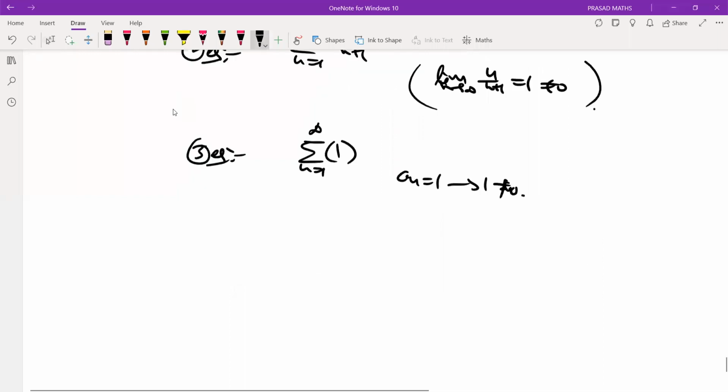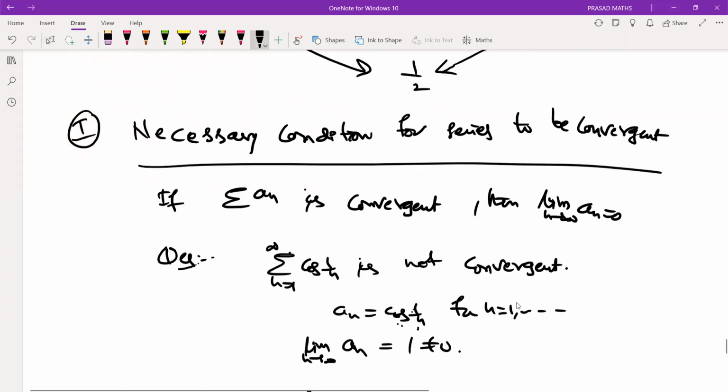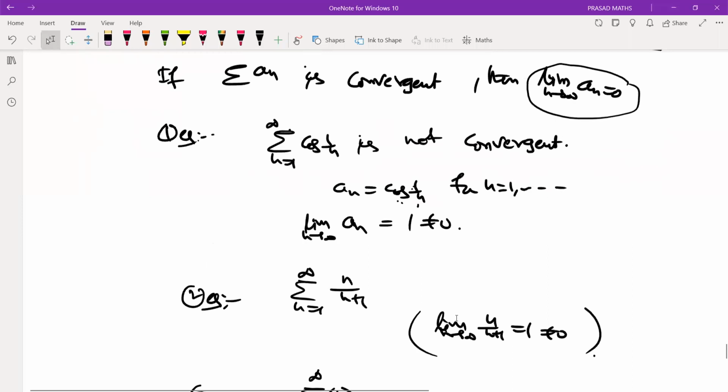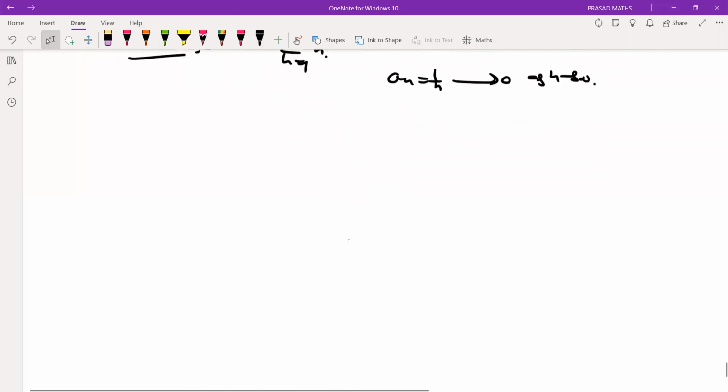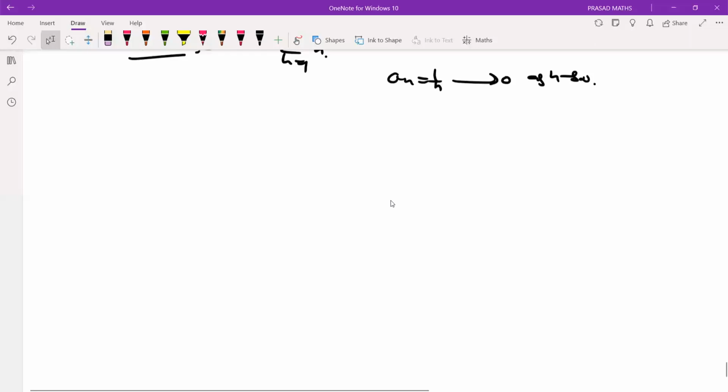But the converse may not be true. Example, this is my example: summation n equals 1 to infinity of 1 by n. We have seen that this is not convergent. Here, what is my a_n? My a_n is actually 1 by n. This tends to 0 as n tends to infinity. So the limit of the sequence comes to 0, okay. But the series need not be convergent. So this is a very, very important result. As soon as you are given a series, the first thing you have to do is check whether it satisfies the necessary condition or not, and only then go to other tests. Okay, so this is my first result.